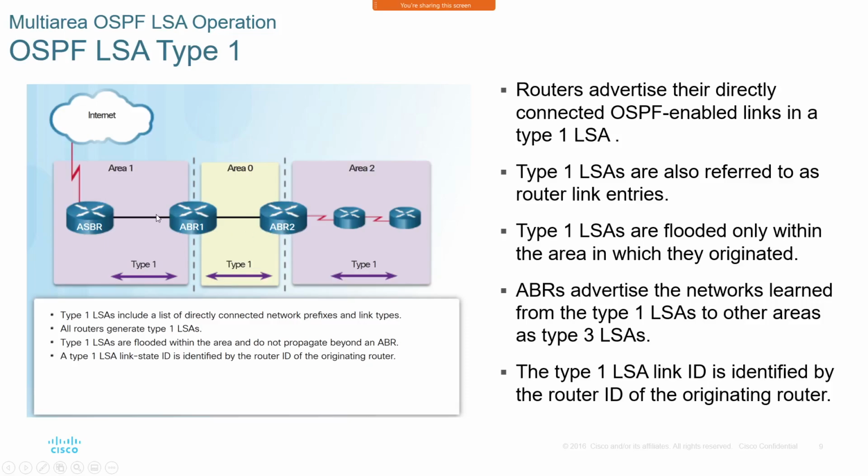And why are they ABRs? Because they are on the boundary of 2 different areas. And area border router 2, the same thing. It's on the border of area 0 and area 2. That's why it's known as ABR. And we do have an ASBR here. Now, look at this. The ASBR doesn't actually have to be connected to area 0, because the ASBR is a way out of the OSPF routing domain.